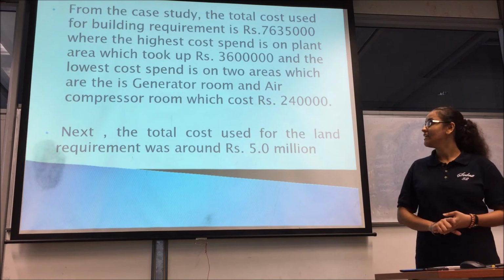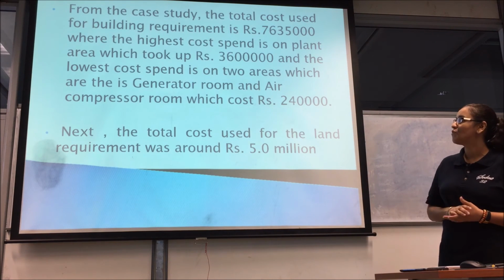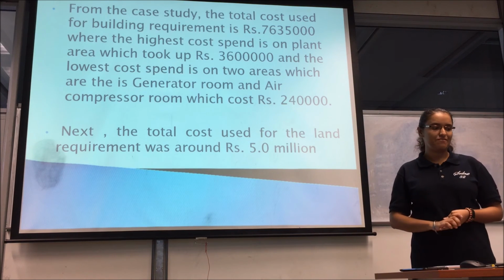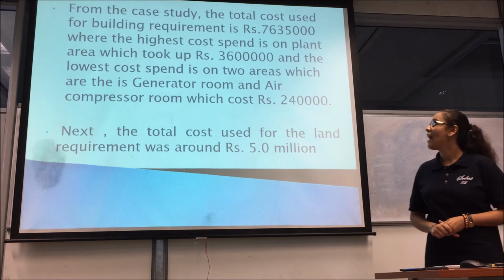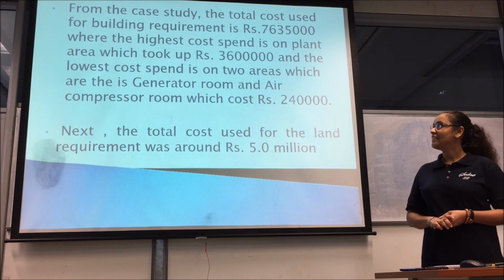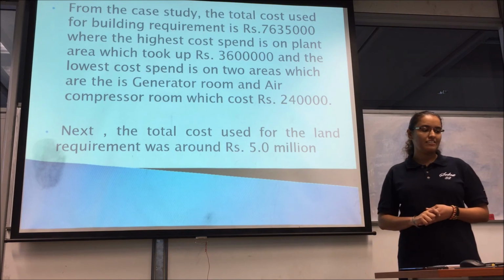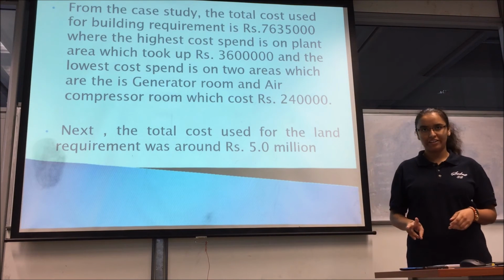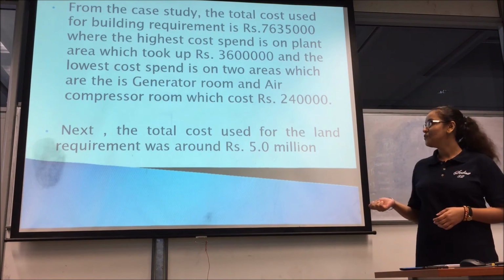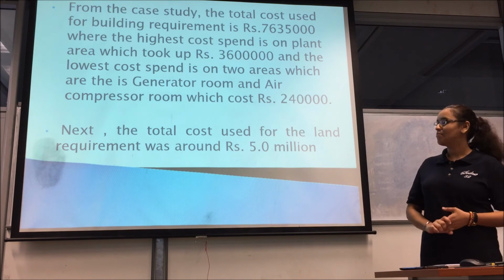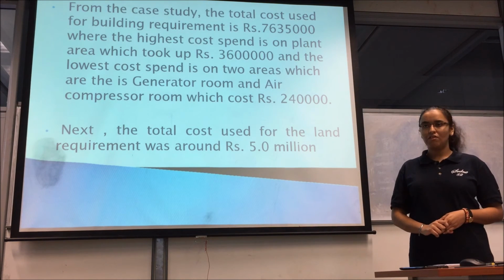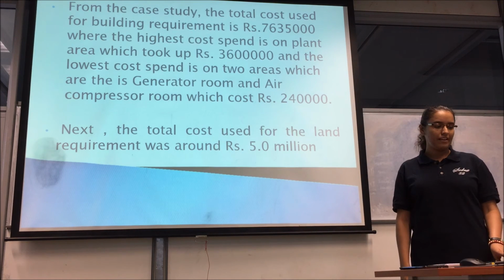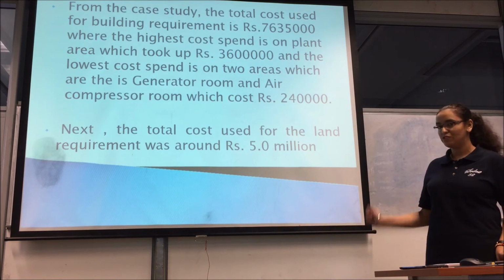From this case study, it is seen that the total cost for the building requirement took up to 7,635,000 rupees, where the highest cost spent is on the plant area, which took up to 3,600,000 rupees, and the lowest cost spent is on two areas, the generator room and air compressor room, which cost up to 2,400,000 rupees. Next, the total cost used for land requirement was around 5 million rupees.